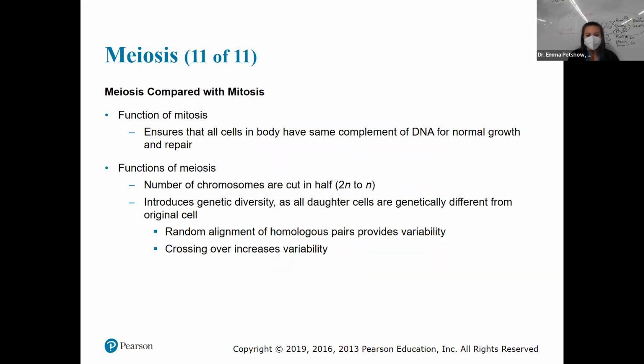And again, during meiosis, we also get increased genetic diversity because each daughter cell is genetically different from the original cell. When we do that replication piece, we allow crossover to occur, so it shares genetic material between chromosomes. So it makes a new genetic person, essentially, or new genetic zygote.